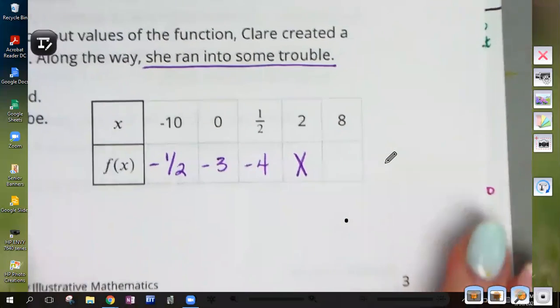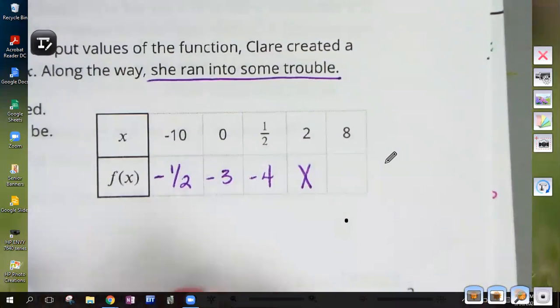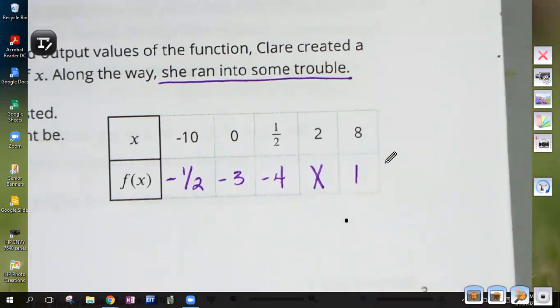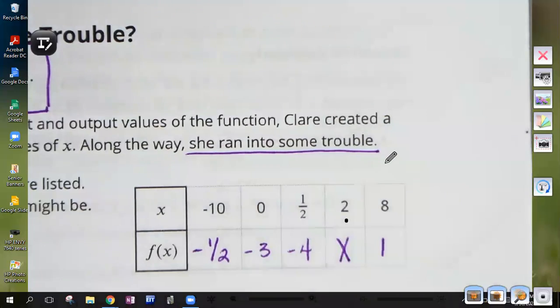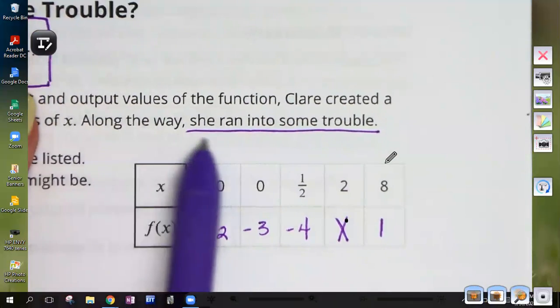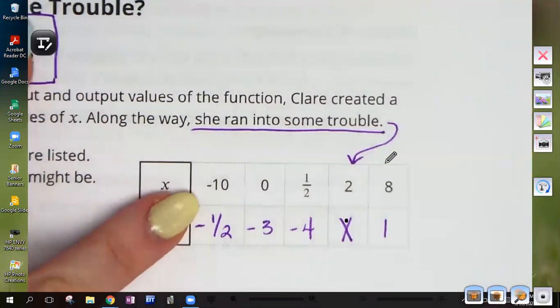All right, now 8. When 8 is my x, I get 1 as my output. Wait, can we not divide by zero because there's something they don't want us to know? No, y'all haven't learned what it's called, but this is the problem that she ran into. We're gonna talk about this in just a second, but remember, along the way, she ran into some trouble, so it might have something to do with the zero.